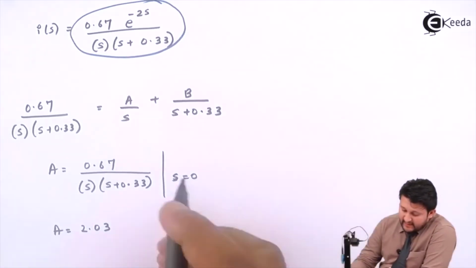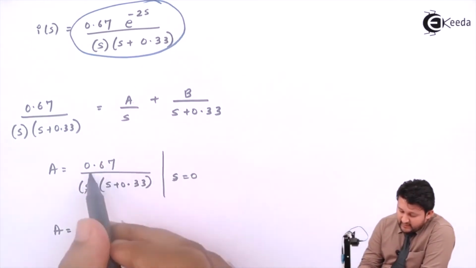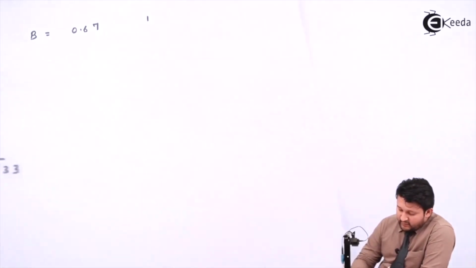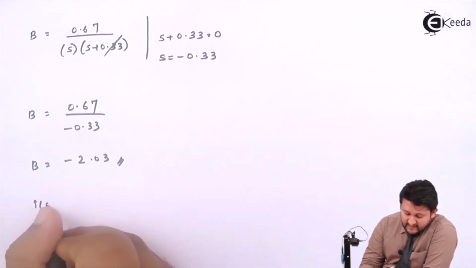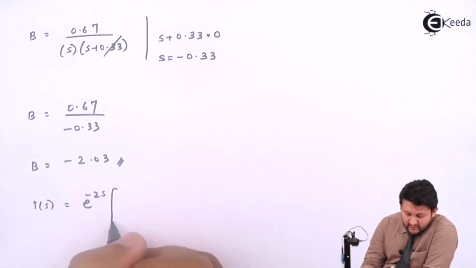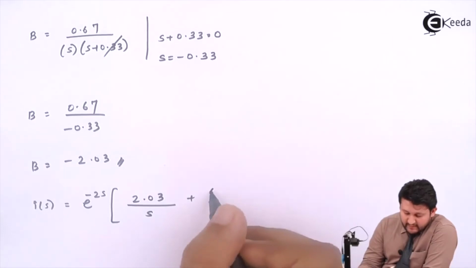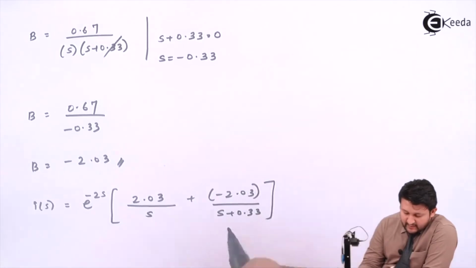Similarly, in the earlier case when I had to find A, the s term will get cancelled because the function of A will come in the numerator term. Put the value of s, and you will be getting 0.67 divided by 0.33, and the value you will get is 2.03. So put the values of A and B in your equation of I(s). Your I(s) will be e raised to minus 2s bracket, your A is 2.03 upon s, your B is minus 2.03 upon s plus 0.33.